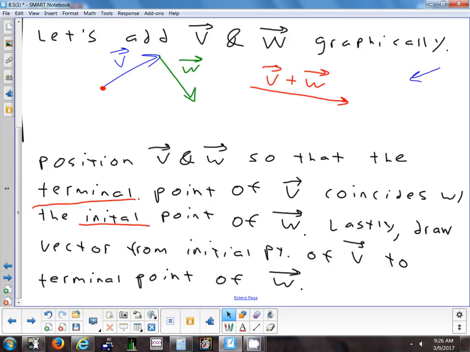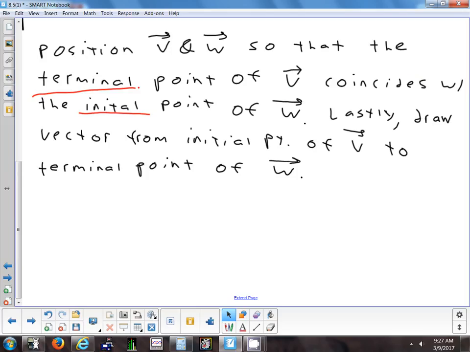It's a lot easier to just show you. That's why I did the picture first. The description of it, there's just not really a shorter way to say that. So. Any questions on how to add vectors visually?